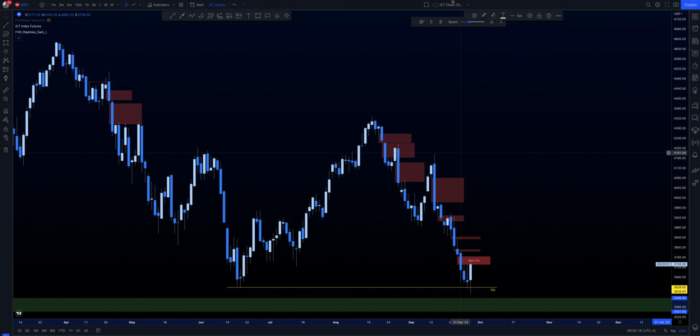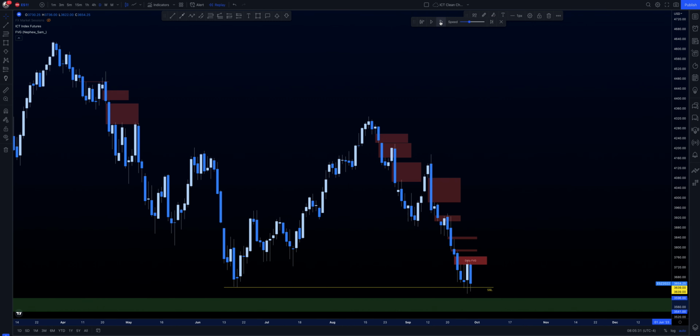We've traded into that daily fair value gap. So we've actually got now the buy side liquidity. So we're looking, is this going to pair with sell side liquidity again, or is it going to continue higher to fill in some of this imbalance? Well, we've created a swing high now, and we've created a swing low. So we're in a unique position.